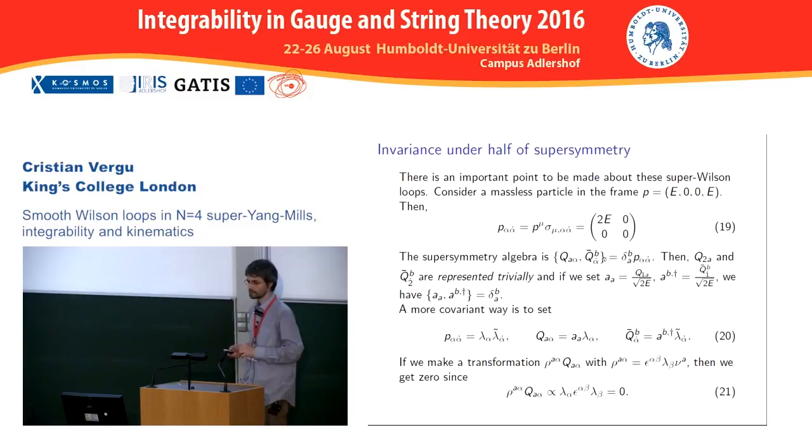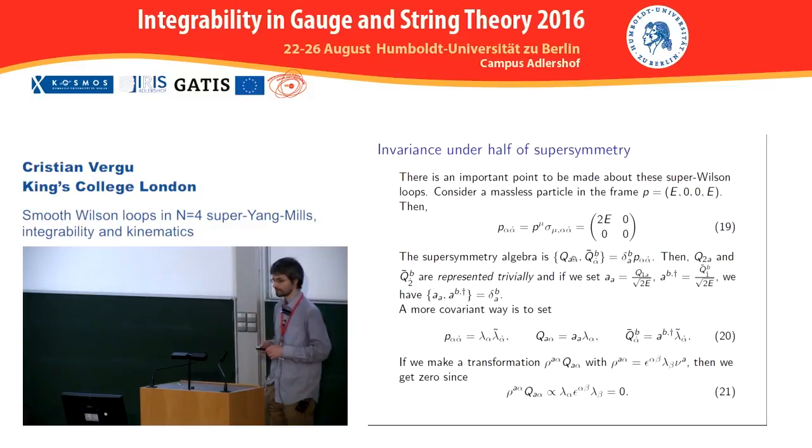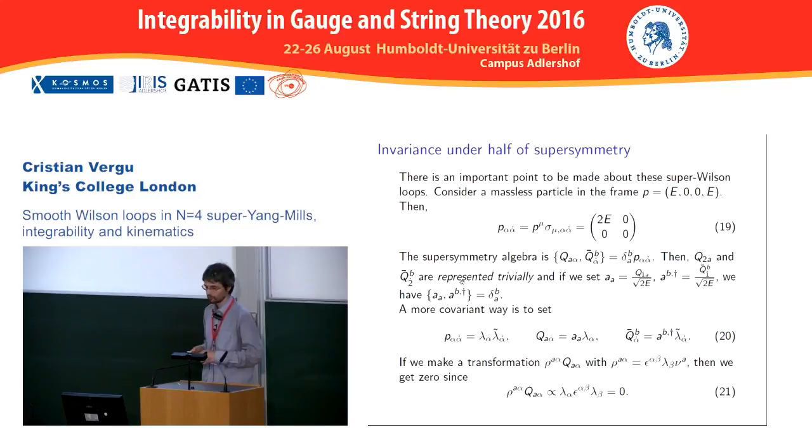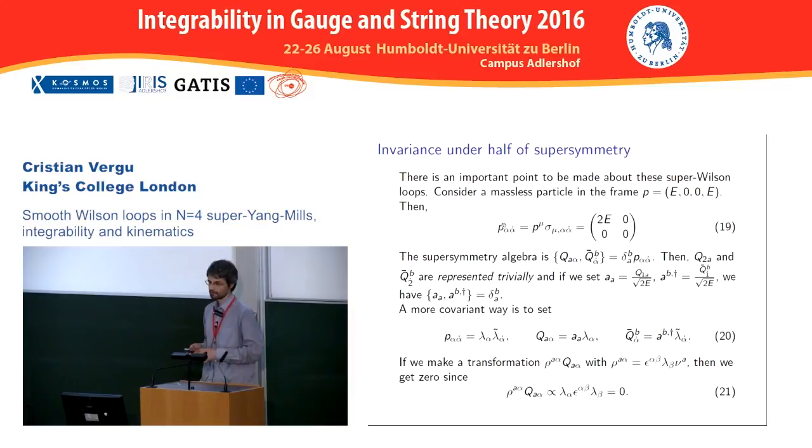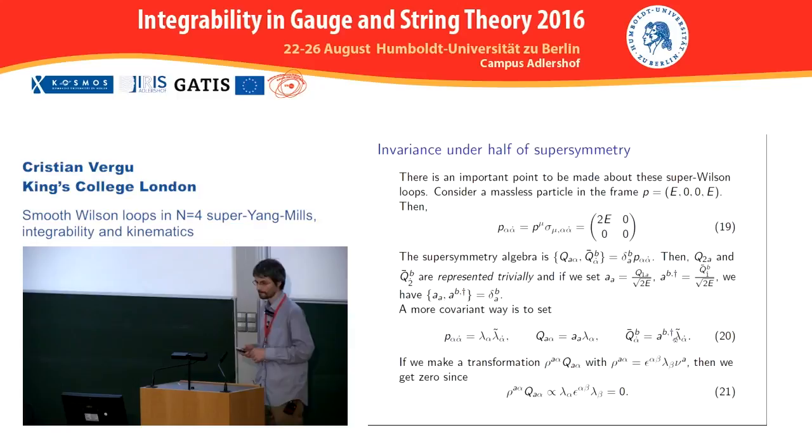And since this is the dagger of that, acting on a Hilbert space, this implies that Q2 and Q2 dot are zero. So we're left with four operators A and four operators A dagger. And they have an anti-commutation relation like this. A more covariant way of saying this is by noticing that for a massless particle, this bispinor P can be written as a product of two spinors. And then Q and Q dagger can be written in terms of the lambda and lambda tilde and two operators, A and A dagger.